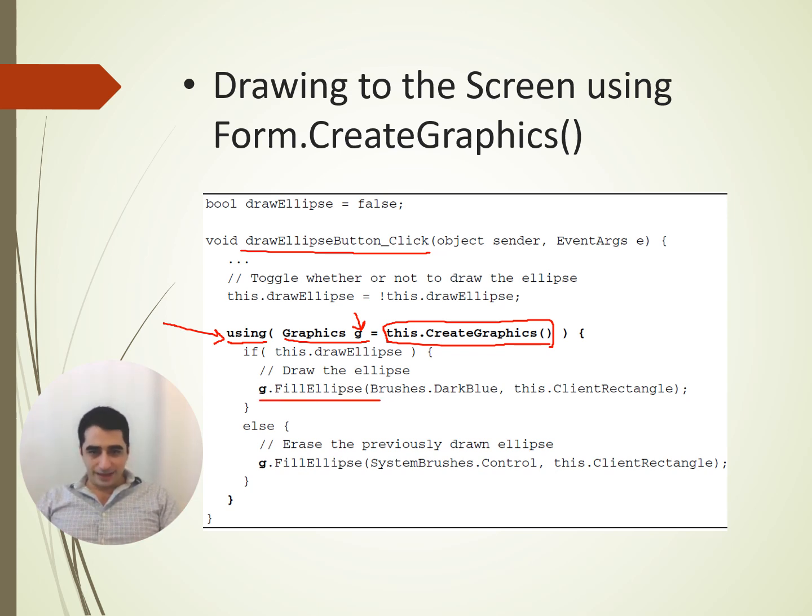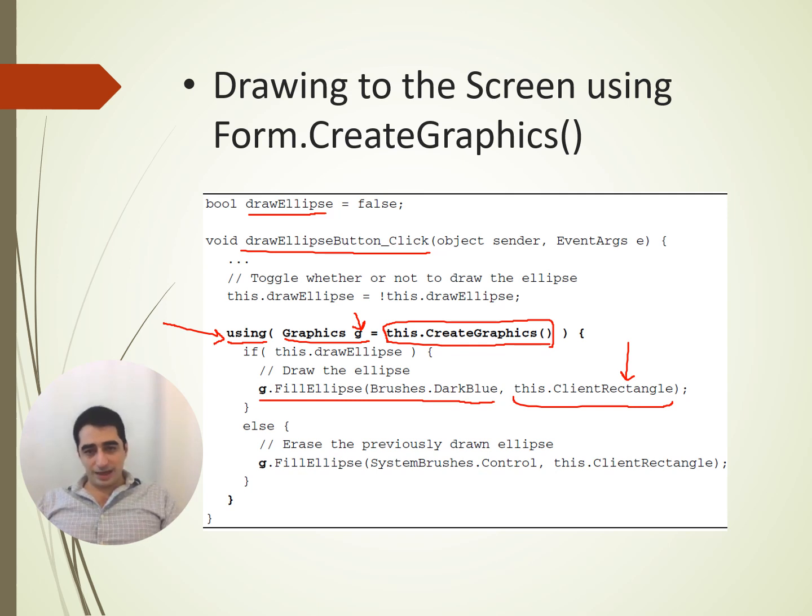So we say g.FillEllipse, Brushes.DarkBlue, and then the rectangle that we want to use to specify the dimensions and location of the ellipse would be this.ClientRectangle. ClientRectangle is basically the rectangle that covers the whole form. So it fills the whole form with a big ellipse in the middle. And this only happens if the Boolean drawEllipse is set to true. Originally it's false, so you don't see anything on the screen.